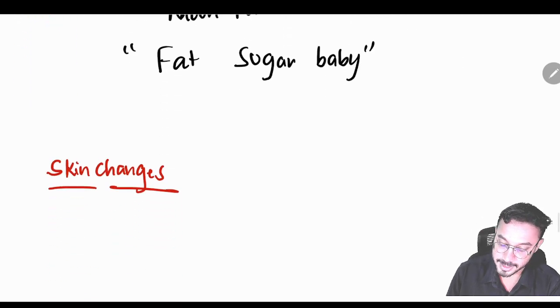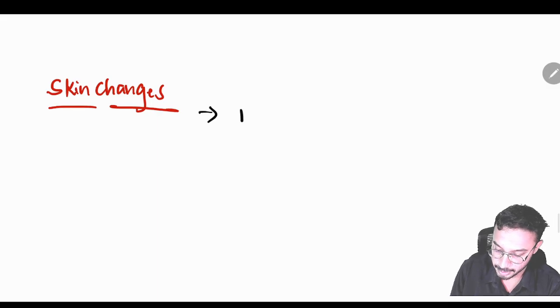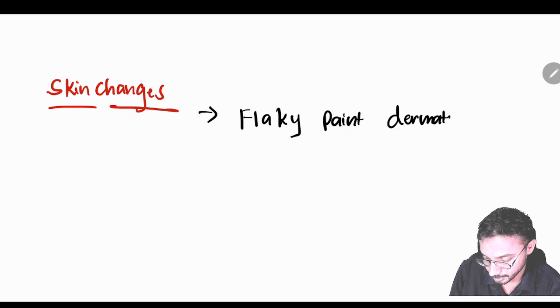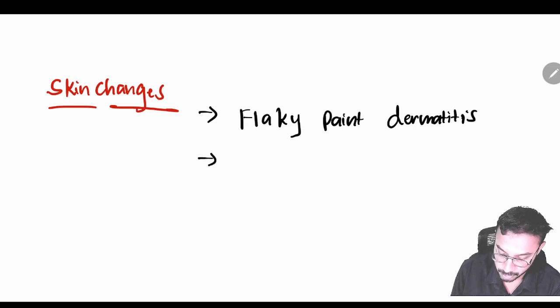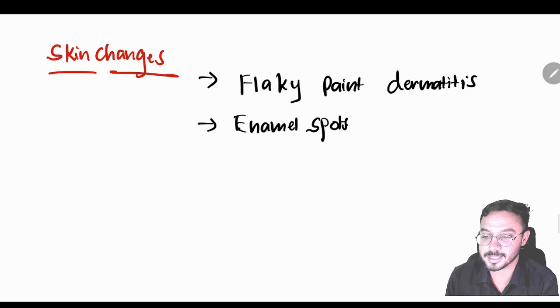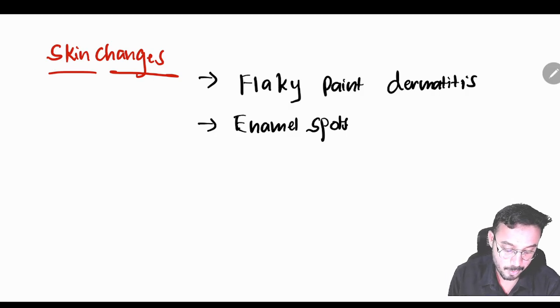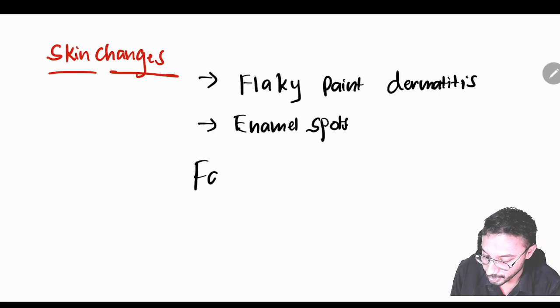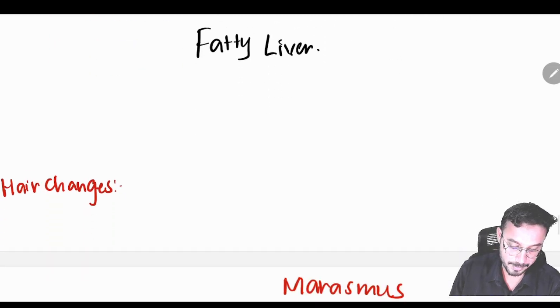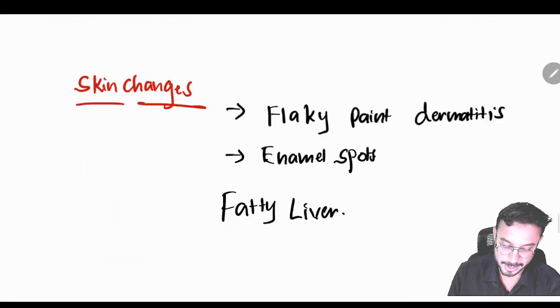And skin changes you can find: flaky paint dermatitis, and you can also find enamel spots and crazy pavement dermatitis. These are all the skin changes that you are going to see in kwashiorkor. What about the liver? Fatty liver. And this is about skin changes.